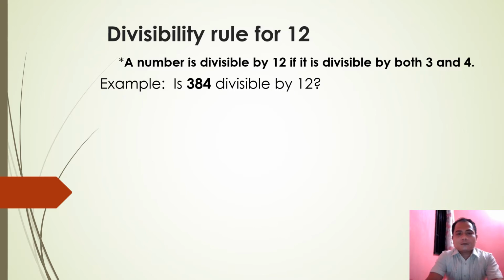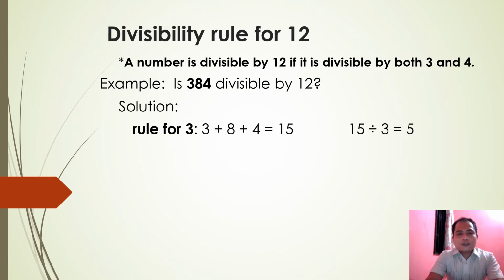Let's try an example. Is 384 divisible by 12? Let's apply the rule for 3 first. So we will add the number's digits. 3 plus 8 plus 4 is 15. And 15 divided by 3 is 5. So check na siya kay rule for 3.